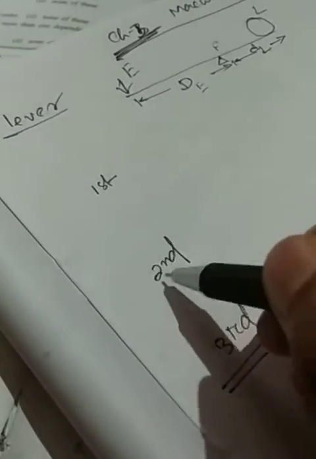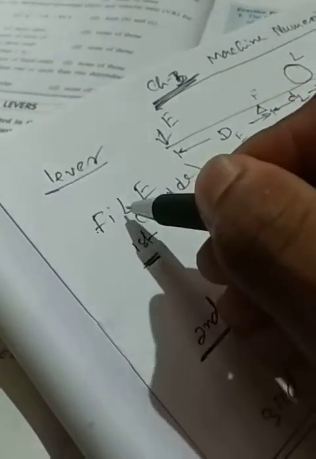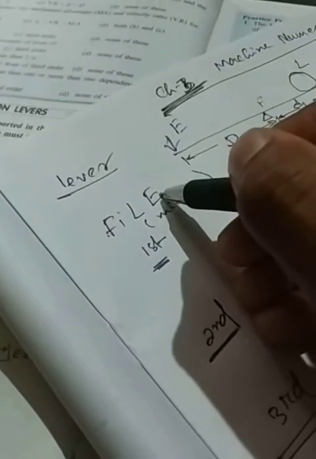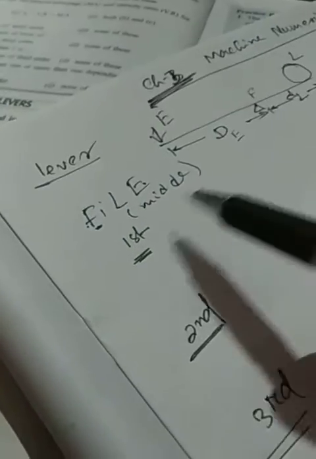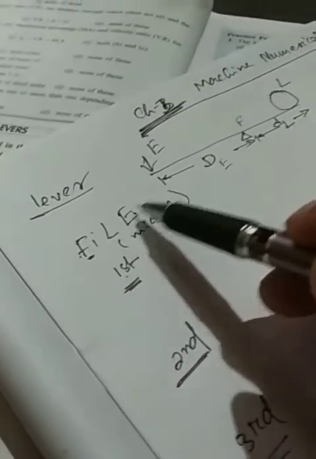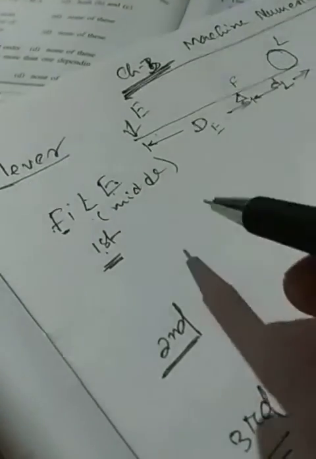Now there are three types of lever: first class lever, second class lever, and third class lever. How to understand which is which? For this, the best option I am giving you: remember FILE, F-I-L-E, with the I in brackets, skipped. F for fulcrum, L for load, E for effort. If the fulcrum is in the middle, between the load and effort, that is a first class lever. If the load is in between, that is a second class lever, and if the effort is between, that is a third class lever. I will give an example of each.